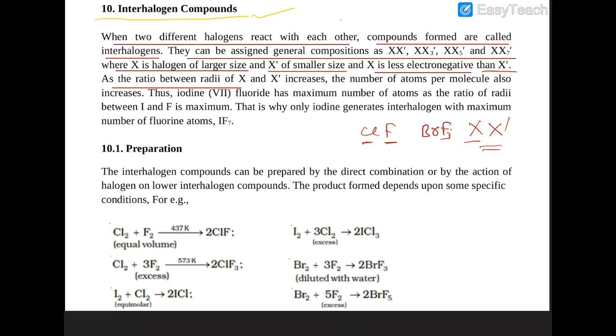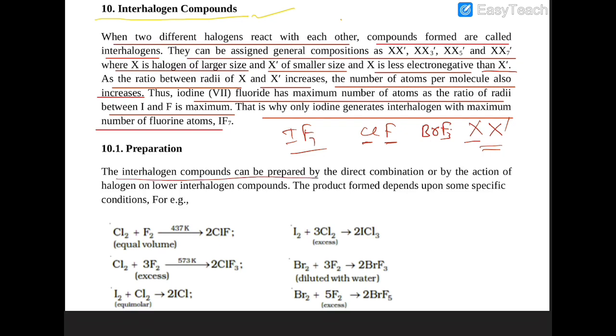As the ratio between X and X' increases, the number of atoms per molecule also increases. So you can say that IF7 is formed, IBr7 is not formed. Why? Because there is enough size difference between iodine and fluorine, and not so in the case of iodine and bromine. So iodine fluoride has the maximum number of atoms as the ratio of radii between iodine and fluorine is maximum. That is why only iodine generates an interhalogen with the maximum number of fluorine.